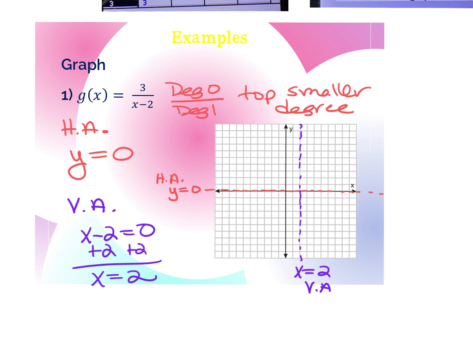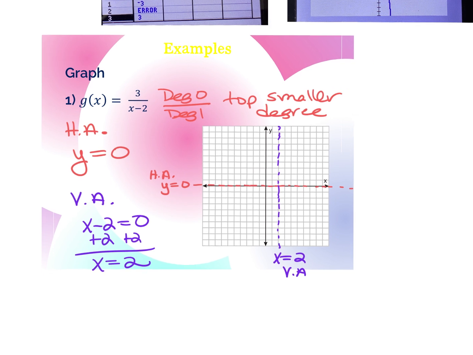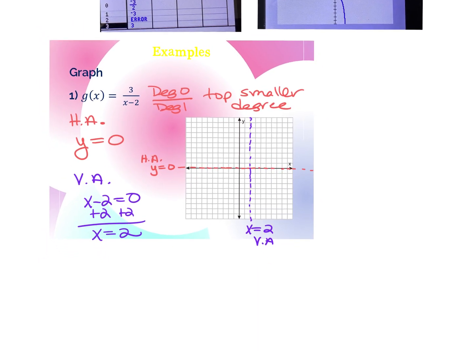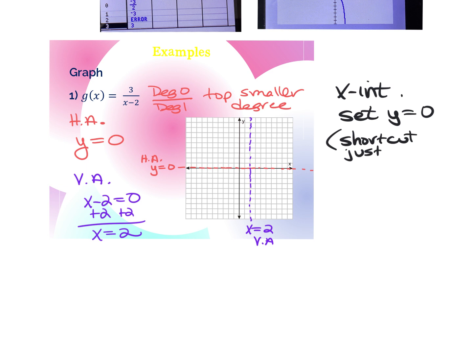Next thing I'm going to do is the calculations to find the x and the y-intercept. And I want to see all this work on the PDF. Don't just copy the graph from your calculator. So for the x-intercept, remember what we're officially doing is we're setting y equal to 0. But the shortcut, and this is a little hint, the shortcut is just set the numerator equal to 0. But I'm going to show you the long way first.